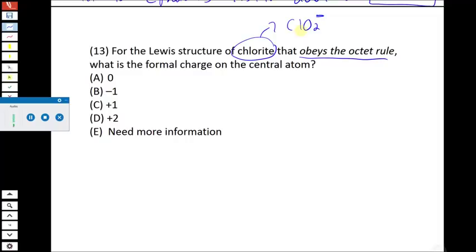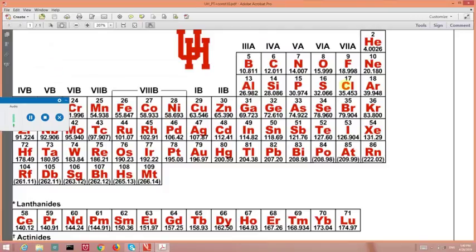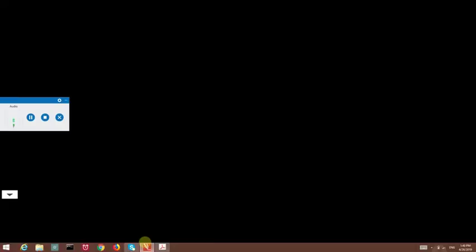So once we know the formula, we can start counting valence electrons. So we start with each atom in the formula, and we go to the periodic table to figure out how many valence electrons they have. So we have chlorine and oxygen. Chlorine is in group 7A, which means it has 7 valence electrons. Oxygen is in group 6A, so it has 6 valence electrons. So number of valence electrons for the main group elements comes directly from the group number. 6 for oxygen, 7 for chlorine.